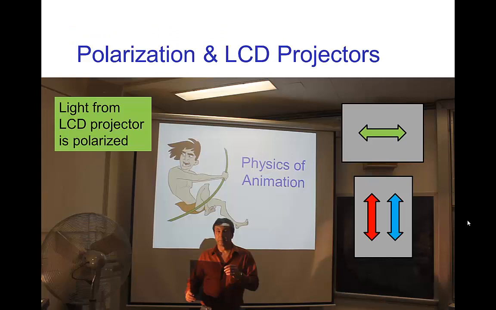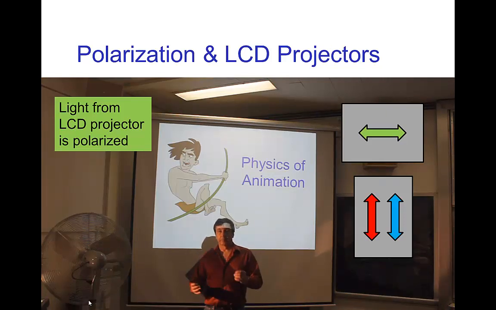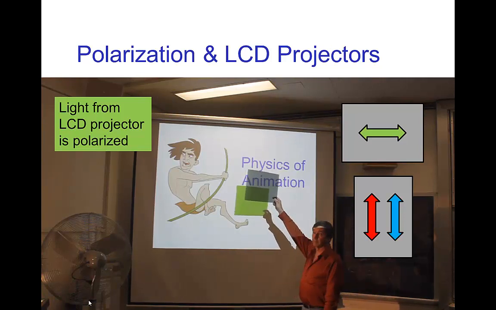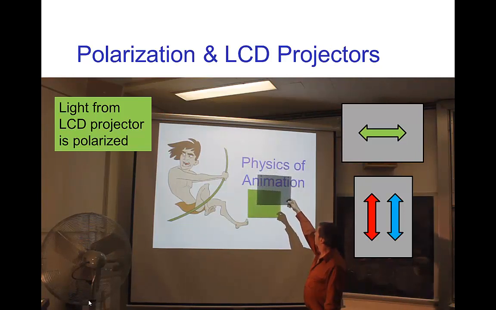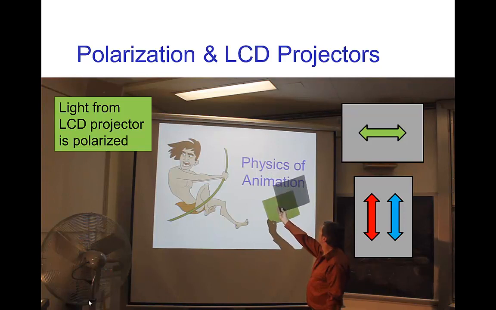Now the LEDs in a liquid crystal display projector are also polarized. So here you see I'm holding just one of these filters and you can see right through. Now when I hold it in front of the light, the shadow here is green. Now the shadow is magenta, which is red and blue. Now it's green again. So the light passing through the green liquid crystals is horizontally polarized, and the one passing through the red pixels and the blue pixels is vertically polarized.